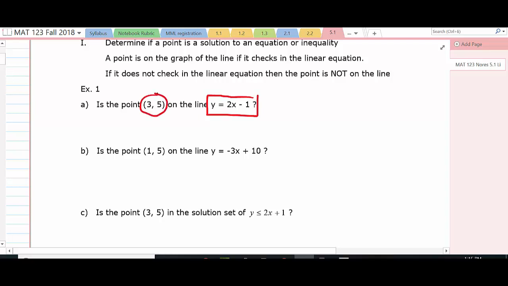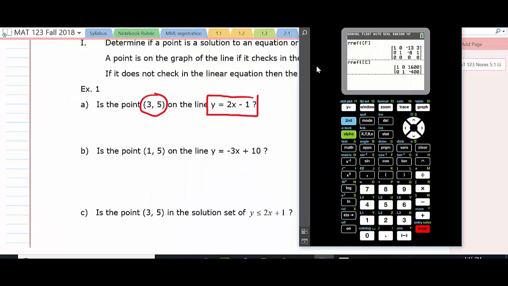Well, there's two ways to do it. One way is to graph and see if it's on the line. Okay, so I'm going to show you this. You don't need to do this on your calculator, but I want to just go ahead and show this to you. I'm going to put in 2x minus 1. You could graph that by hand. I'm just going to do that in a standard window. Okay, well, if you traced it, if you type trace 3, well, 5 would come out, so it's on the line. Now, that's one way to do it. That's how you do it with technology.